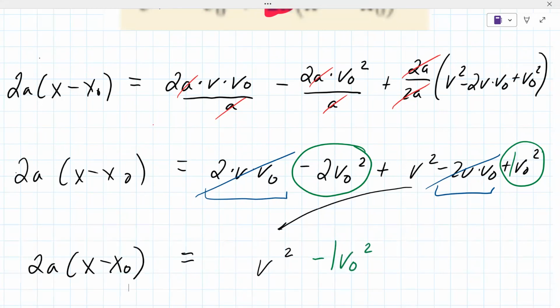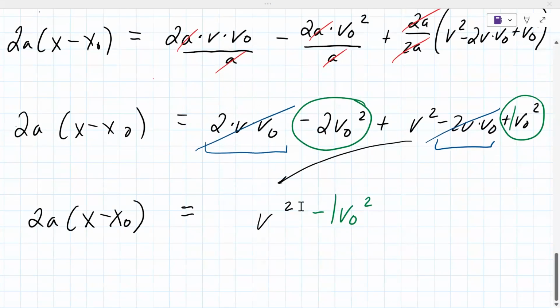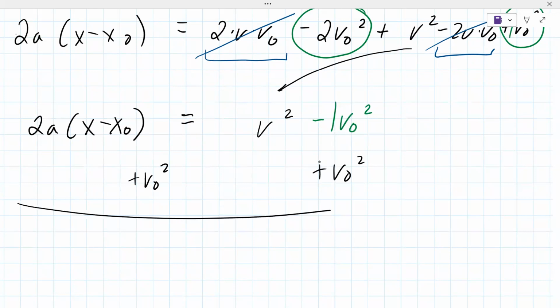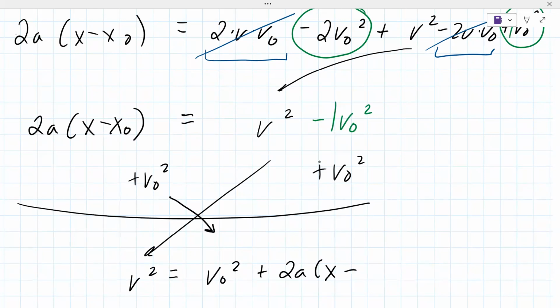Again, we're getting really close to the answer. It's got to look a certain way. The way it looks is that they move the v0 squared to the other side, and then they switch sides. So v squared equals v0 squared plus 2a(x minus x0). And you can just do that, right? You can just switch sides. Yep. Okay, sweet. And that's the answer. So that is step 3-ish.